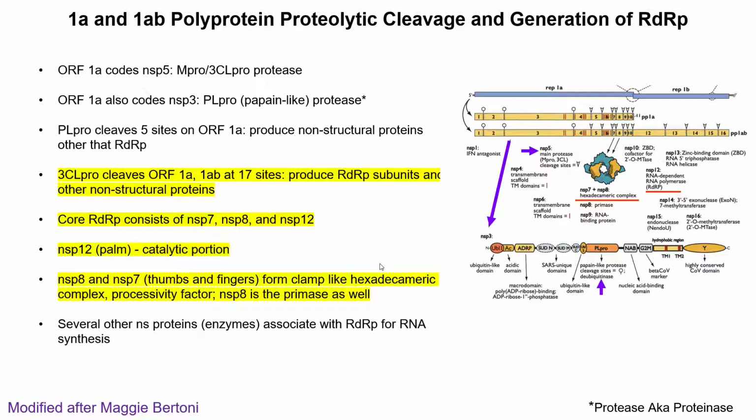And then NSP8 and NSP7 form a kind of compound, and they form the clamp of the complex, and they're the processivity factor, which allow the RNA-dependent RNA polymerase to continue along the RNA. And the NSP8 is a primase as well, and there's 2 NSP8s and only 1 NSP7. And there's other non-structural proteins as well that associate with the RNA-dependent RNA polymerase for RNA synthesis, such as proofreading abilities and exonuclease abilities.